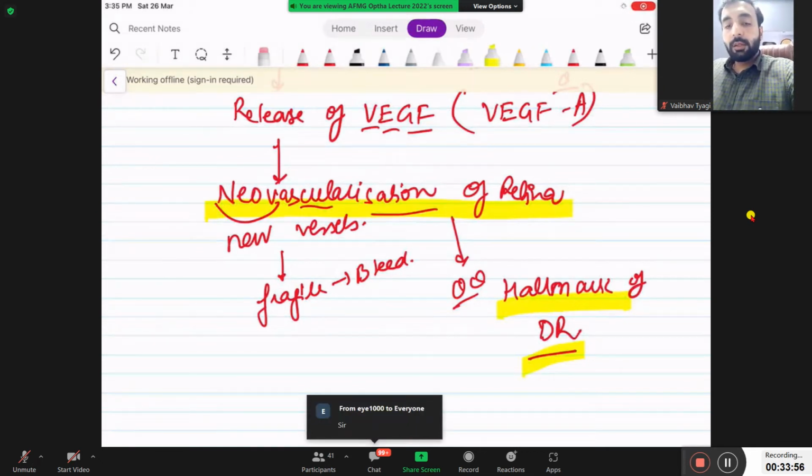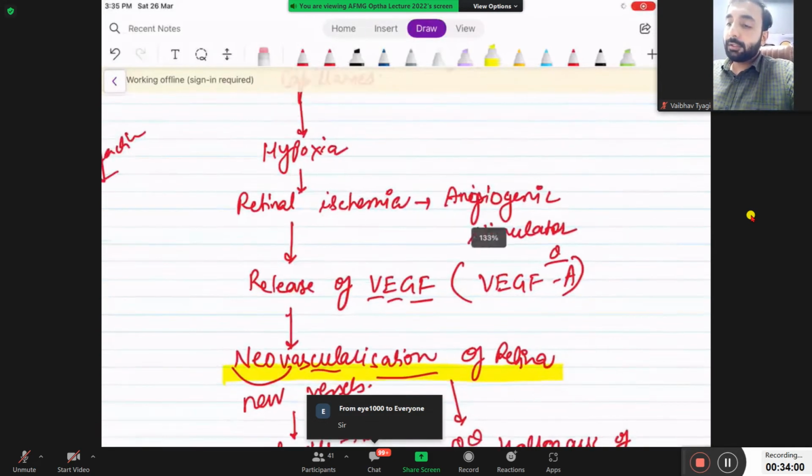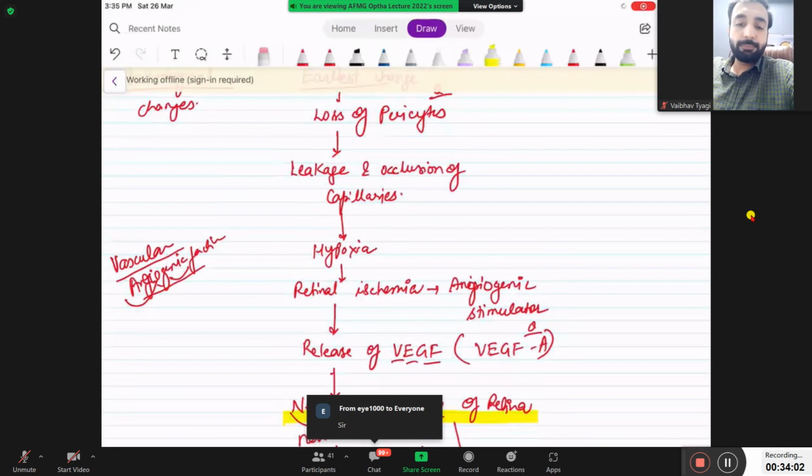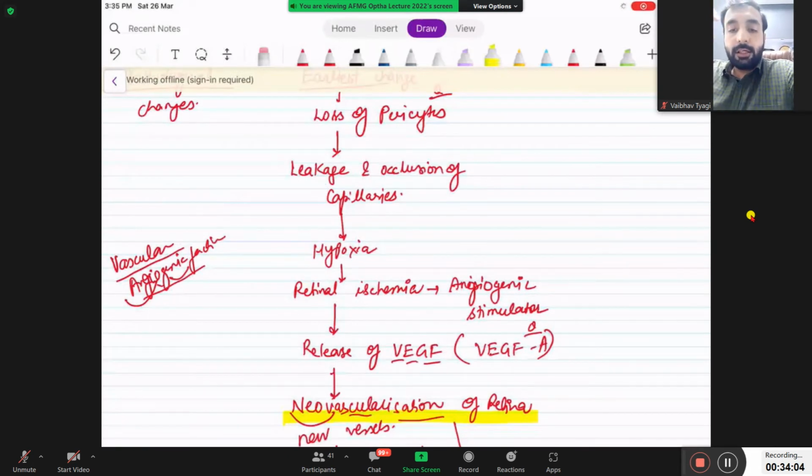Once again, as I told you, the pathology starts with the loss of pericytes. Pericytes are supporting the capillaries, right? So if they are lost, what will happen to the capillaries? There will be leakage from the capillaries. When there is leakage of blood from the capillaries, what is traveling through the blood? Oxygen. So that will lead to hypoxia.